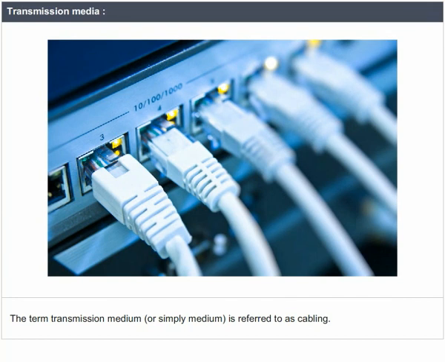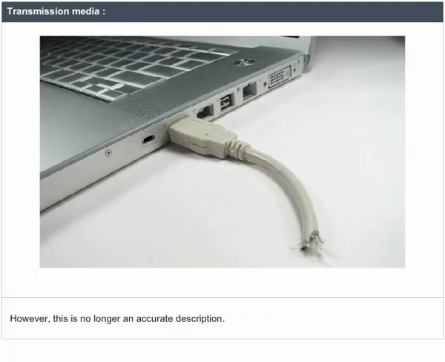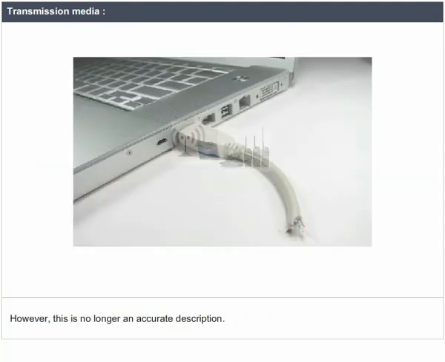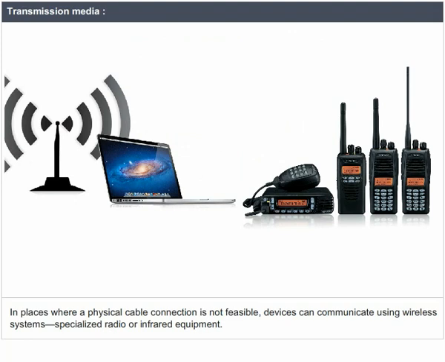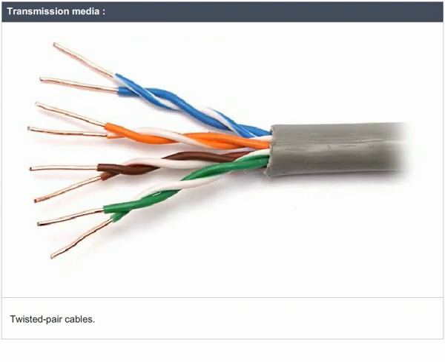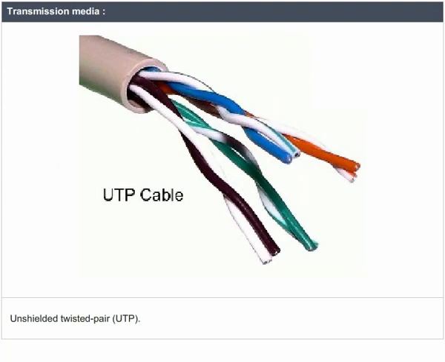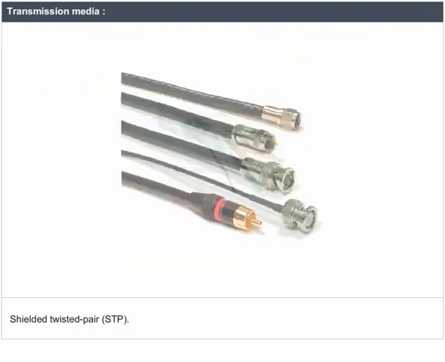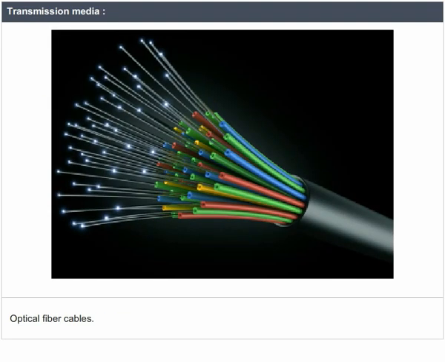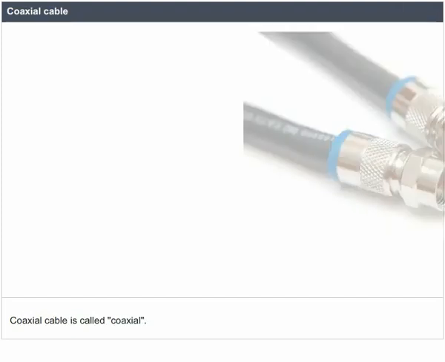Transmission media. The term transmission medium, or simply medium, is referred to as cabling. However, this is no longer an accurate description. In places where a physical cable connection is not feasible, devices can communicate using wireless systems, specialized radio or infrared equipment. Types: twisted pair cables, unshielded twisted pair, shielded twisted pair, coaxial cables, optical fiber cables.